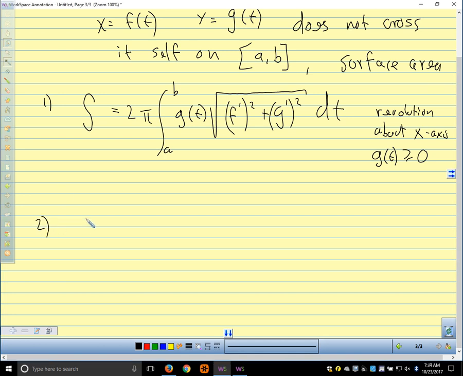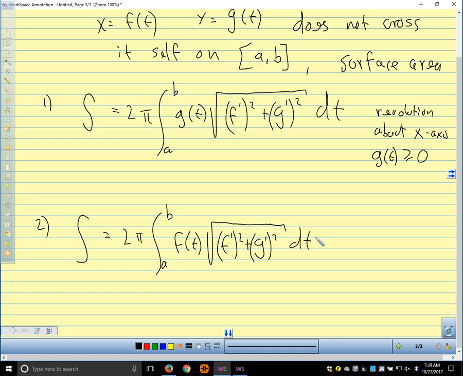And if we revolve about the y-axis, we get 2 pi integral from a to b. Our radius is then just x. And this is revolution about the y-axis. And we need our radius f of t non-negative.